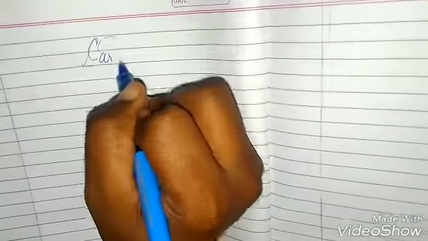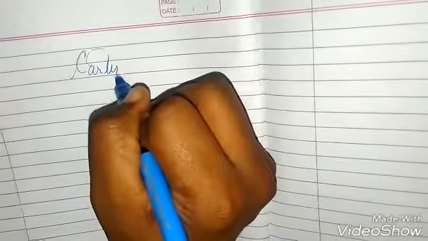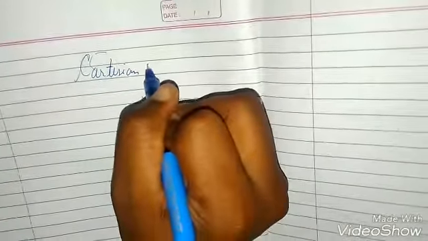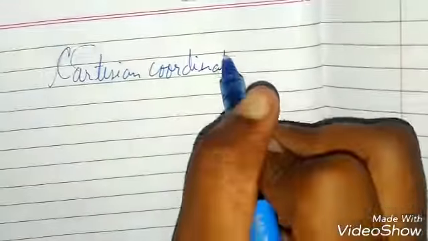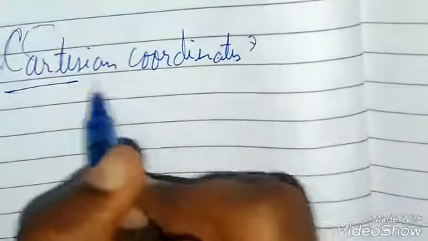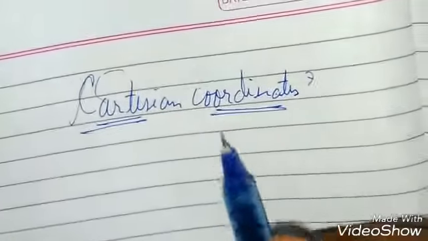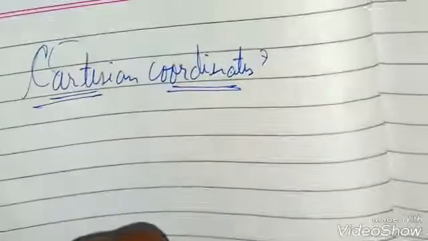Hello everyone, today we are going to talk about Cartesian coordinates. We have already studied that there are three coordinate axes. There are three coordinate axes in geometry to represent a point.